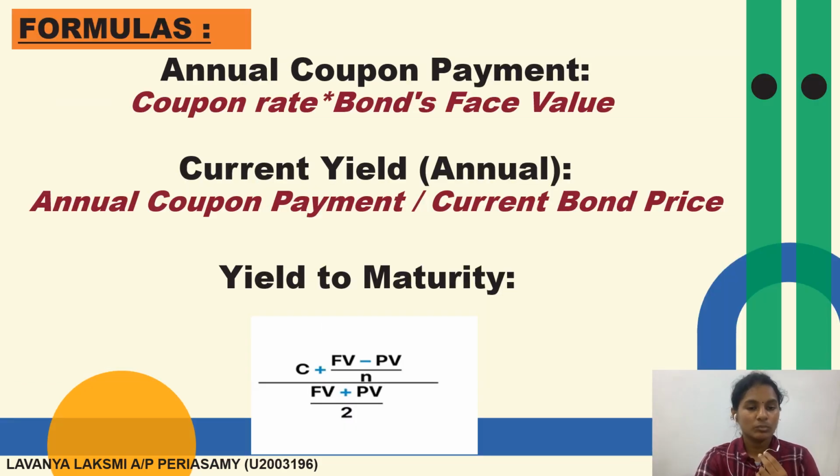For problem 1, we need to know the formulas for three things. First is the annual coupon payment, where the coupon rate times the bond's face value. Next is the current yield, annual coupon payment divided by current bond price. Next is the yield to maturity, YTM, where the annual payment plus face value minus market value divided by years to maturity. And overall we have to divide by the value of face value plus market value divided by 2.